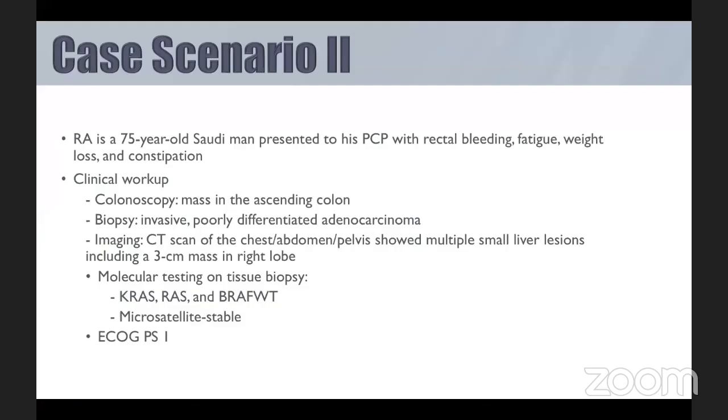For the metastatic setting, stage 4, let's start with this case, and I want to know your basic information.